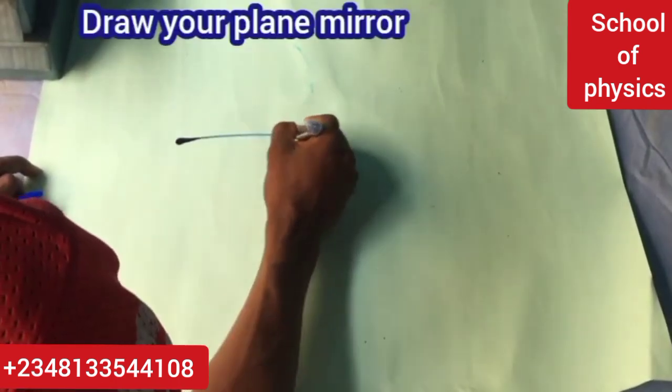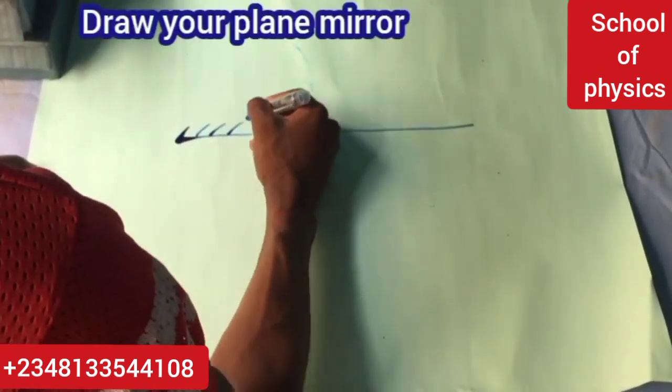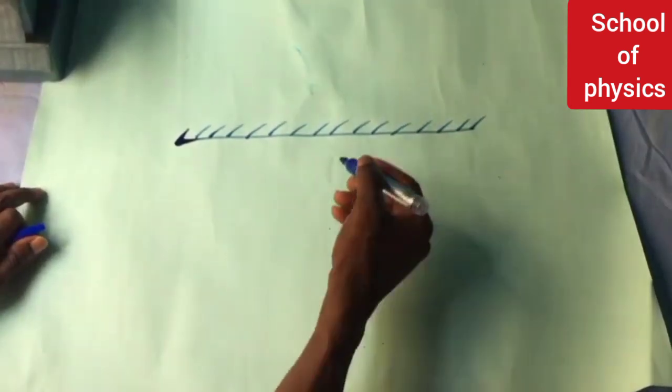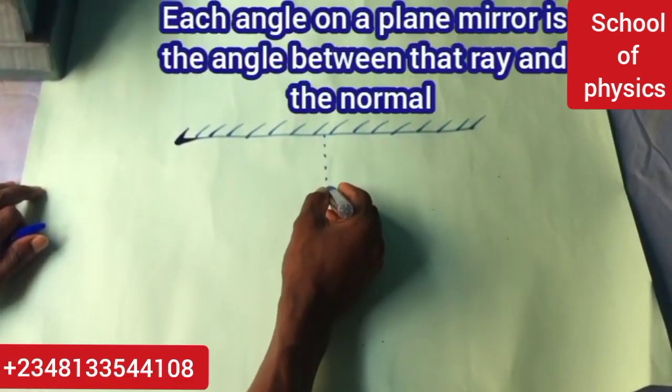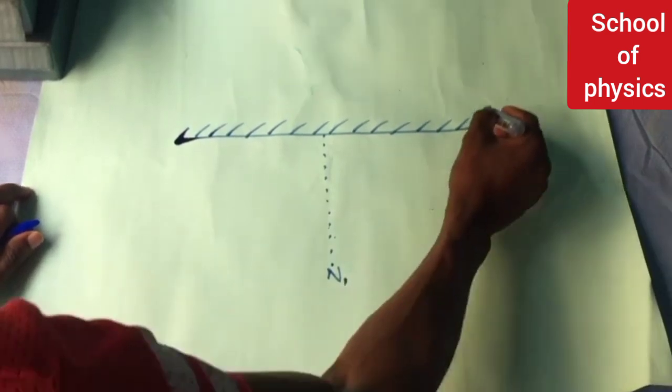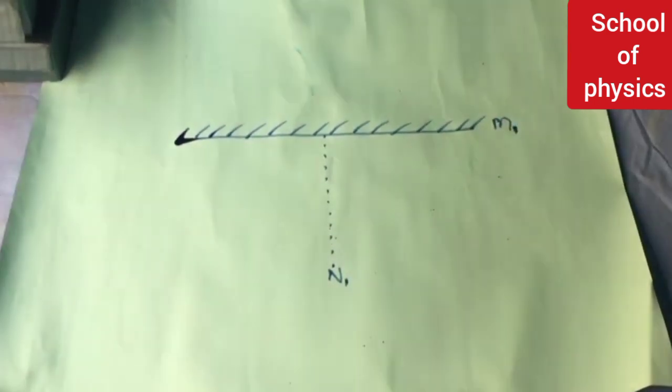The first thing we'll do will be to draw our plane mirror, and we represent plane mirror with a straight line and those dashes on top. Next will be to mark out our normal. Our normal is 90 degrees to the plane mirror. I will call it N1, and our first mirror will be M1.